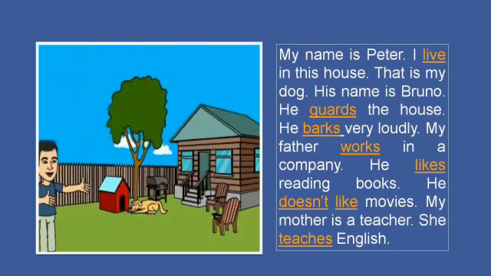My name is Peter. I live in this house. That is my dog. His name is Bruno. He guards the house. He barks very loudly. My father works in a company. He likes reading books. He doesn't like movies. My mother is a teacher. She teaches English.